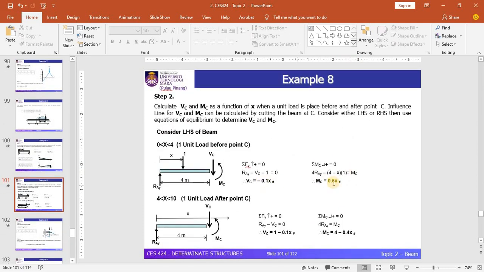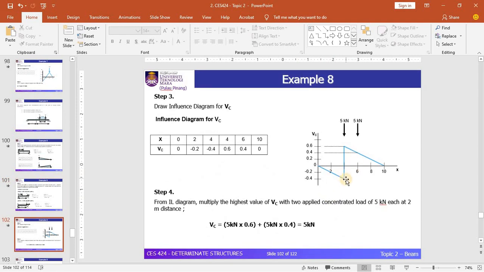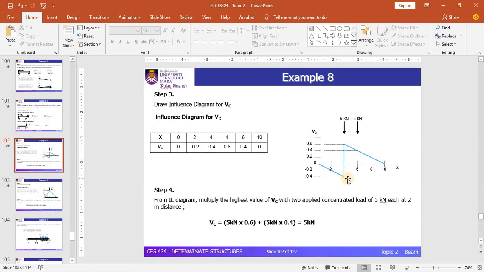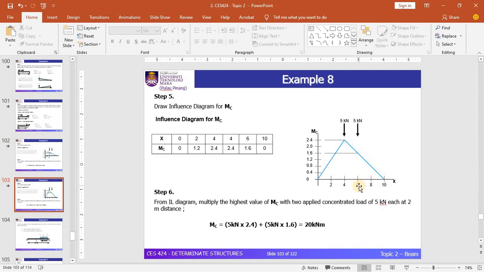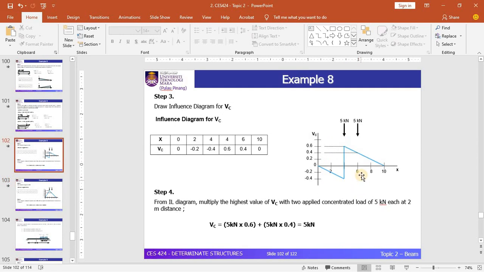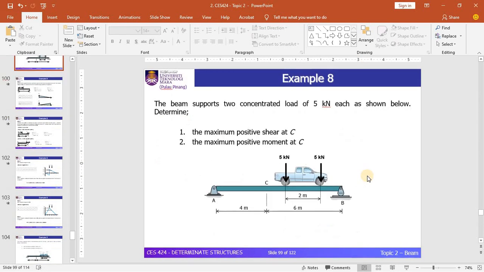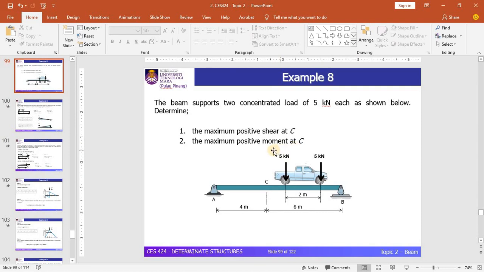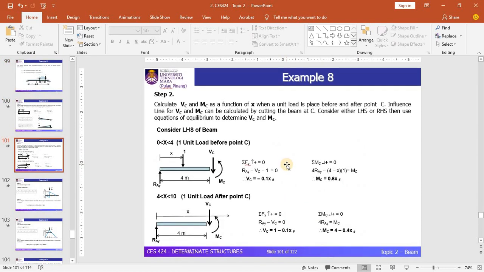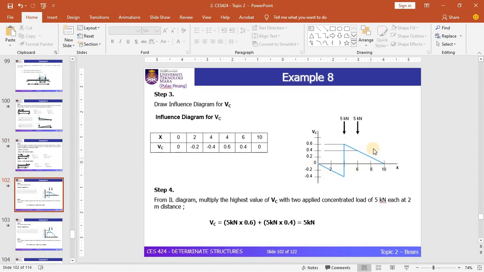Okay, so this is what we have seen before. This is the equation of moment, this is the diagram of shear force, and this is the diagram for the moment. In this example, we will focus on how we can apply the vehicle loads to get the maximum positive value of shear and moment. So let's look at the shear diagram.